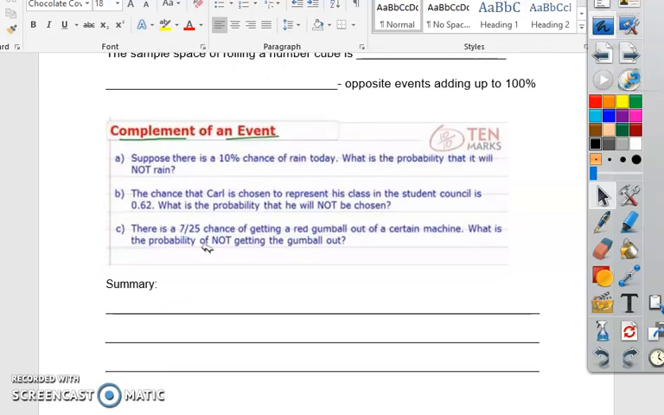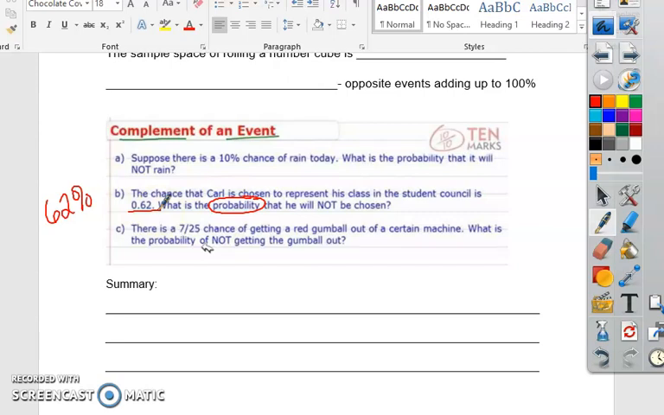Okay. B, the chance that Carl is chosen to represent his class in the student council is 0.62. What is the probability he will not be chosen? Okay. So I don't generally like expressing my probability as a decimal. I usually use it as a percent or a fraction, okay? But they're giving it to us this way. So first of all, 0.62 means 62%. If I move that decimal 2 times to make it a percent, it will be 62%.